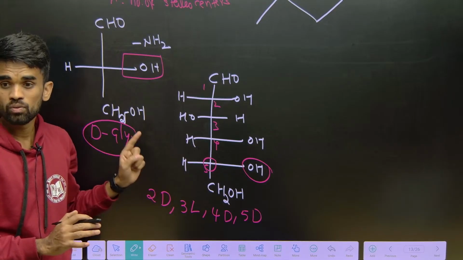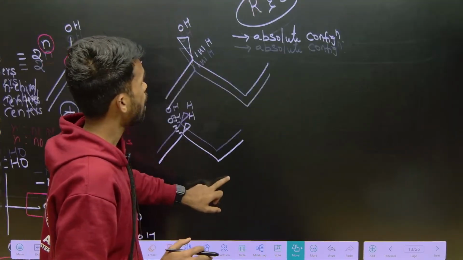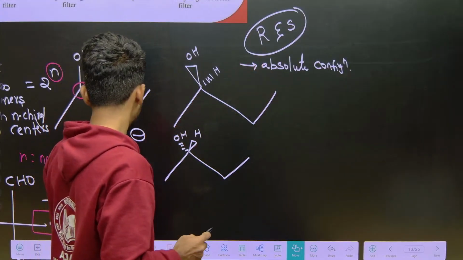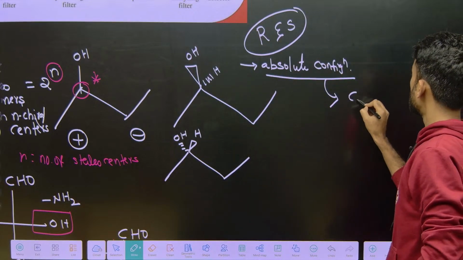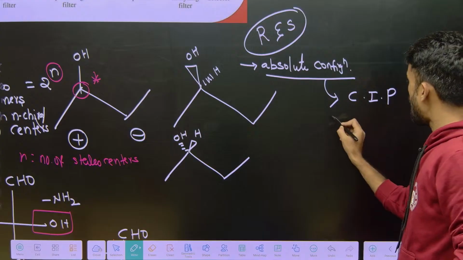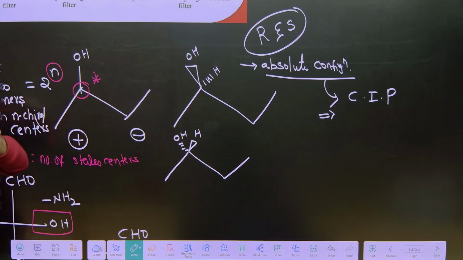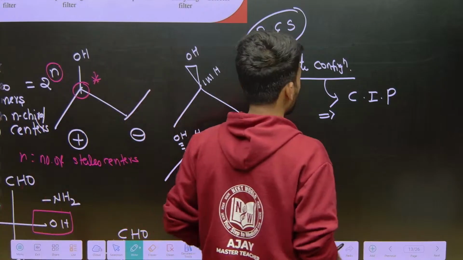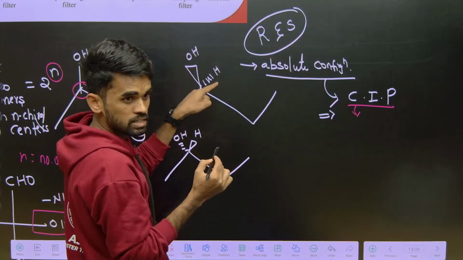This is what? Relative. Why relative? Because it is relative to the D-glyceraldehyde. Now what we are discussing here? RS nomenclature. So this is absolute nomenclature. It means this RS nomenclature is given based on standard rules given as CIP rules, Cahn, Ingold, Prelog rules. Okay, as per these rules, as per CIP rules, you need to prioritize the attached groups on the chiral carbon.